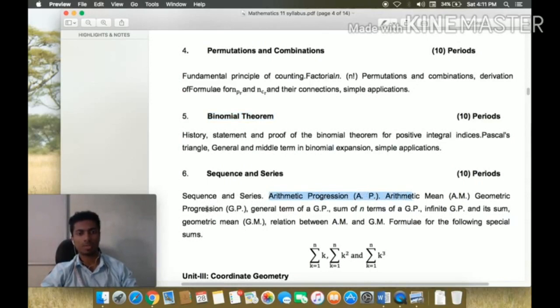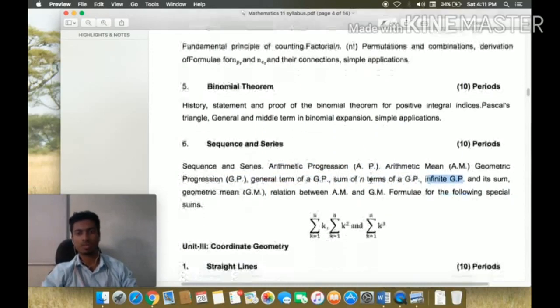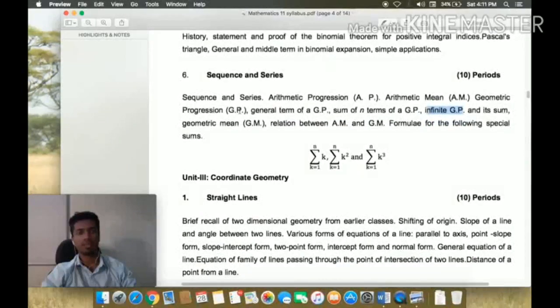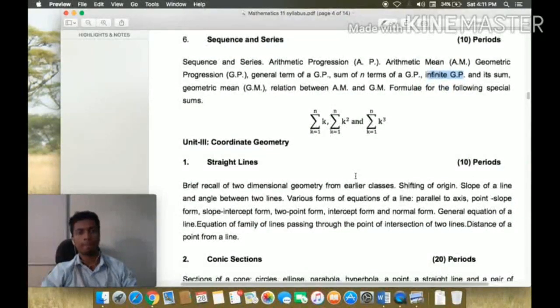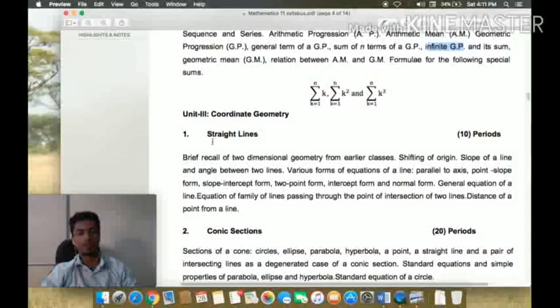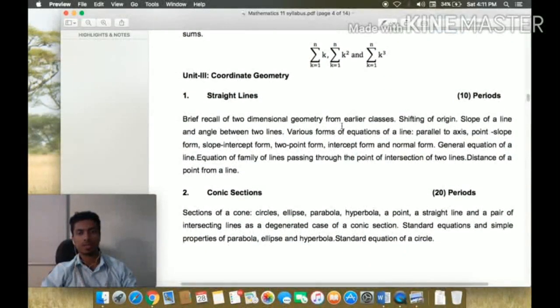Okay, third unit deals with coordinate geometry. Coordinate geometry has straight lines as a first chapter. Straight lines has all the two-dimensional work which we have done in class 10: finding equations, angles between two lines, slopes of a line, distance of a point from a line, etc. This is a very important chapter as far as class 12 is concerned.